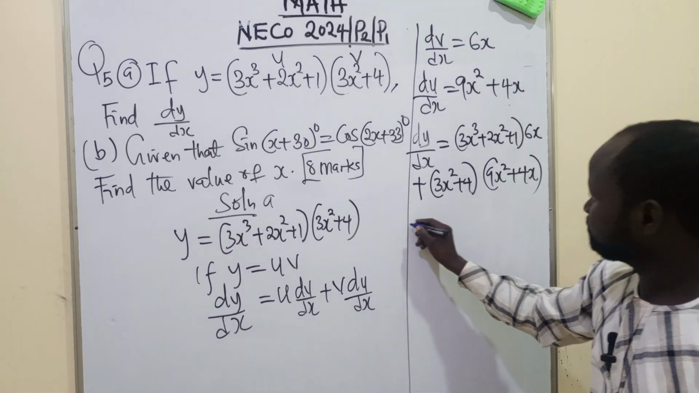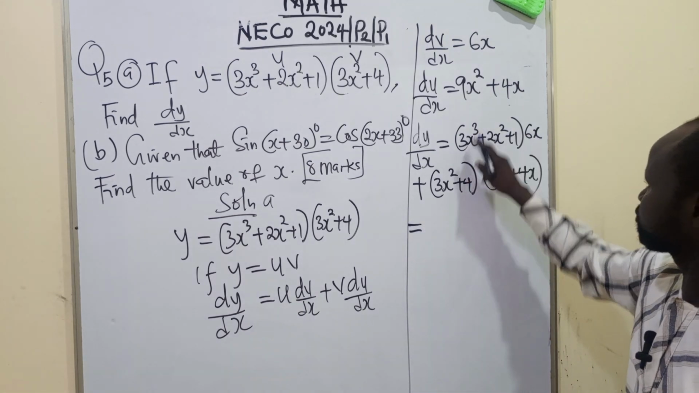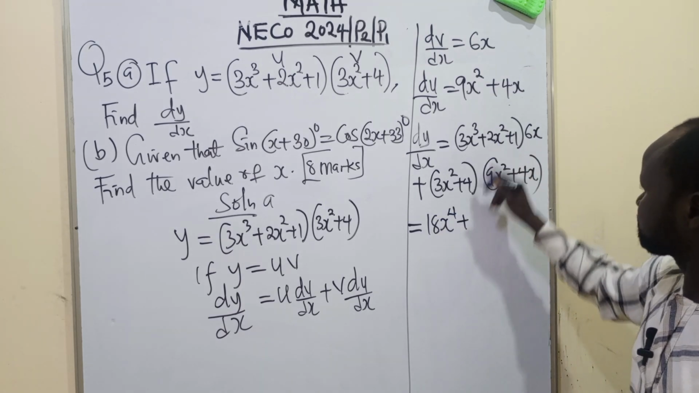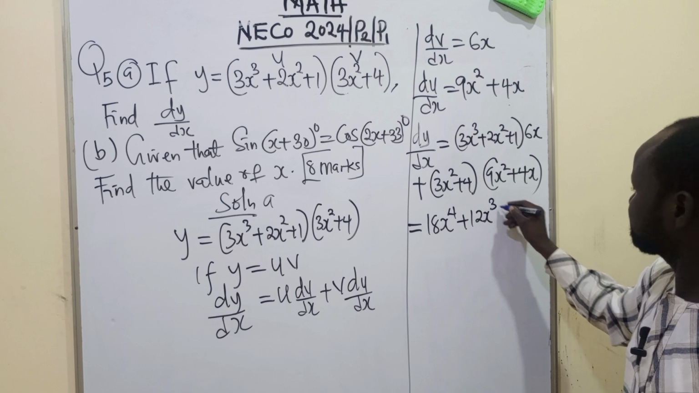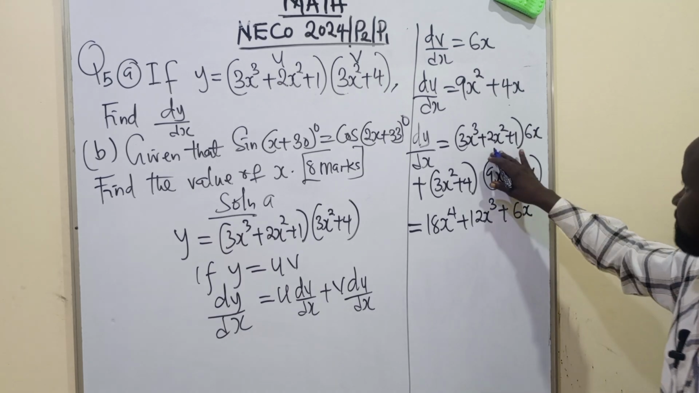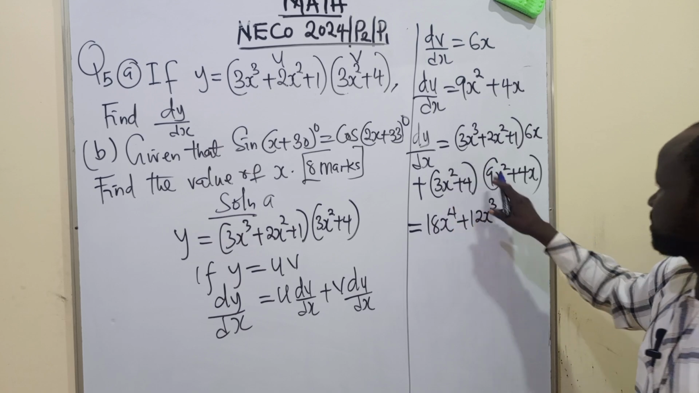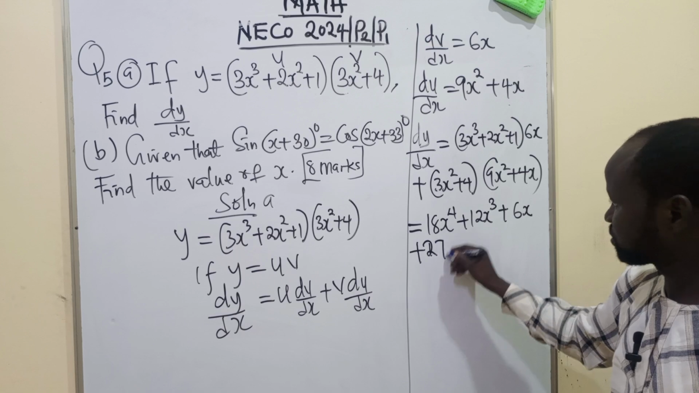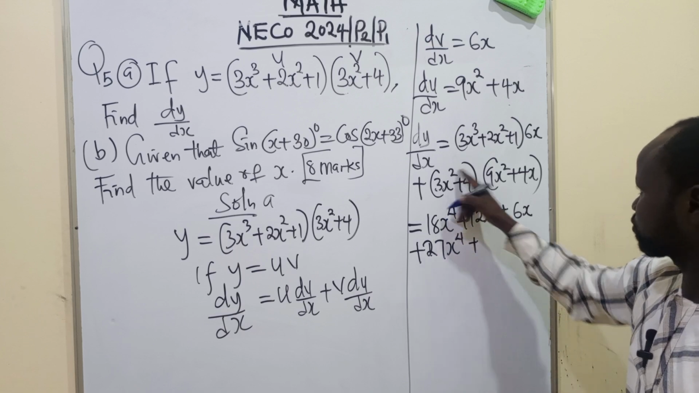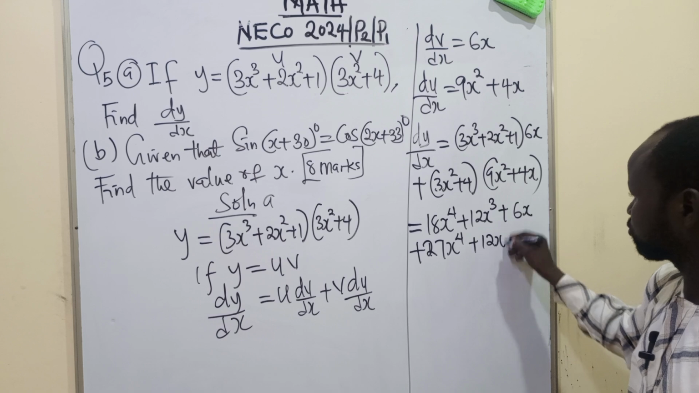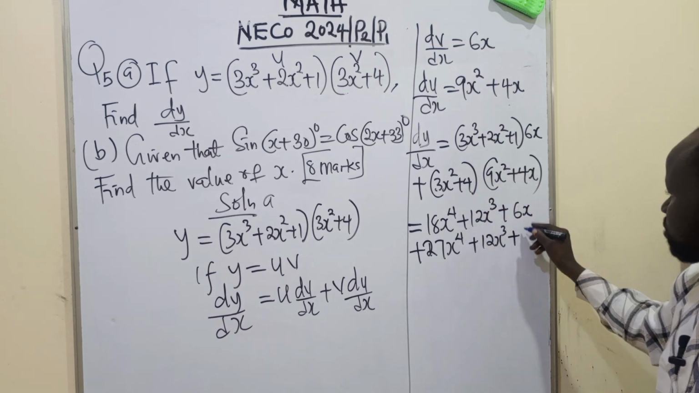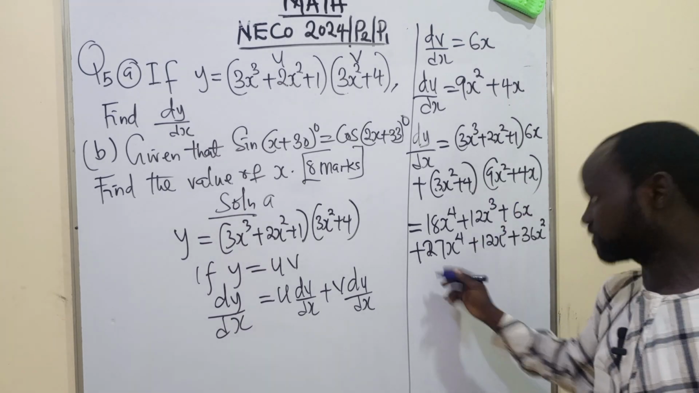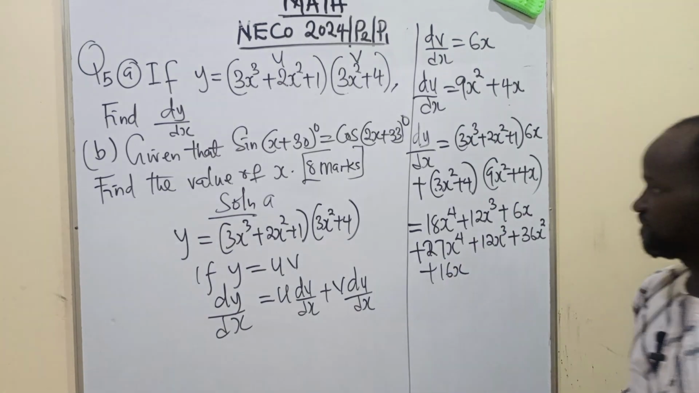Let's multiply 6x times 3x cubed, that will be 18x power 4, plus 6x times 2x squared, that will be 12x power 3, plus 6x. That's the first bracket. Now we expand this: 3x squared times 9x squared, that will be 27x power 4, plus 3x squared times 4x, that will be 12x cubed, plus 4 times 9x squared, that will be 36x squared, and 4 times 4x, that will be plus 16x.